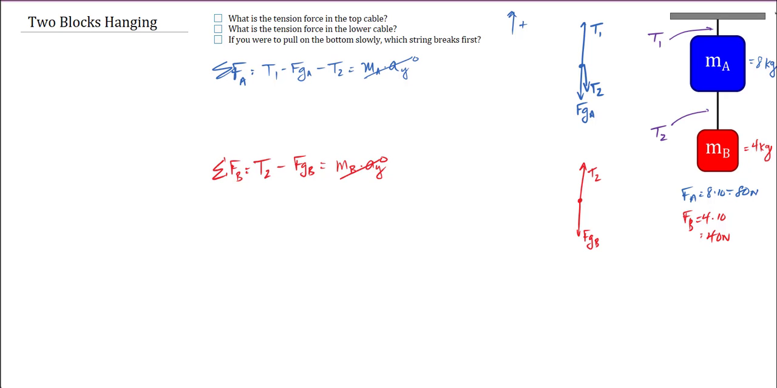They're not changing what they're doing, so both of these are going to be 0. And I'm going to start with the red equation, with block B. And I should be able to find one of the tensions because I get tension 2. It's holding up block B. That's going to be equal to the weight of block B, which we already said was 40 newtons.